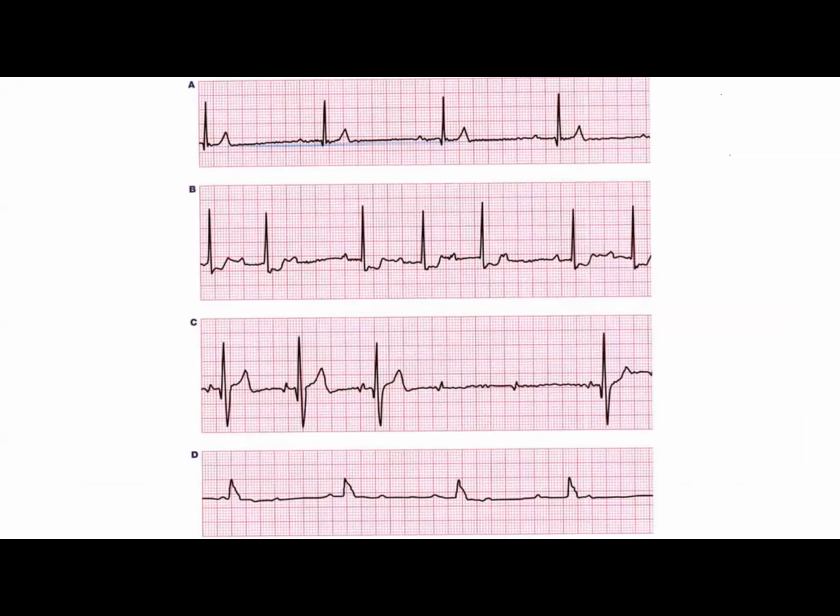The third rhythm is a constant PR interval, and some P waves are missing their QRS complexes. So this is Mobitz type 2. The last one is ventricular rate independent of the P waves. So there is no relationship between the P and the QRS complexes. So that is complete heart block.